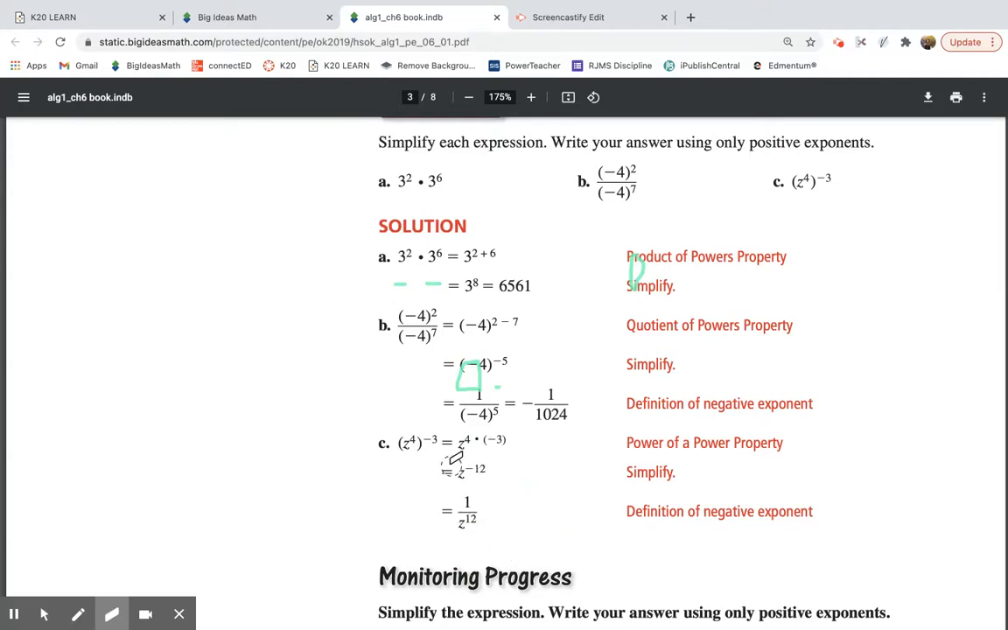So for the negative 12th power, that's pretty easy. You just put 1 over that and make it positive: 1 over z to the 12th power. Now, we can't go any further because we have no clue what z is. So that's as far as we can go on that one.